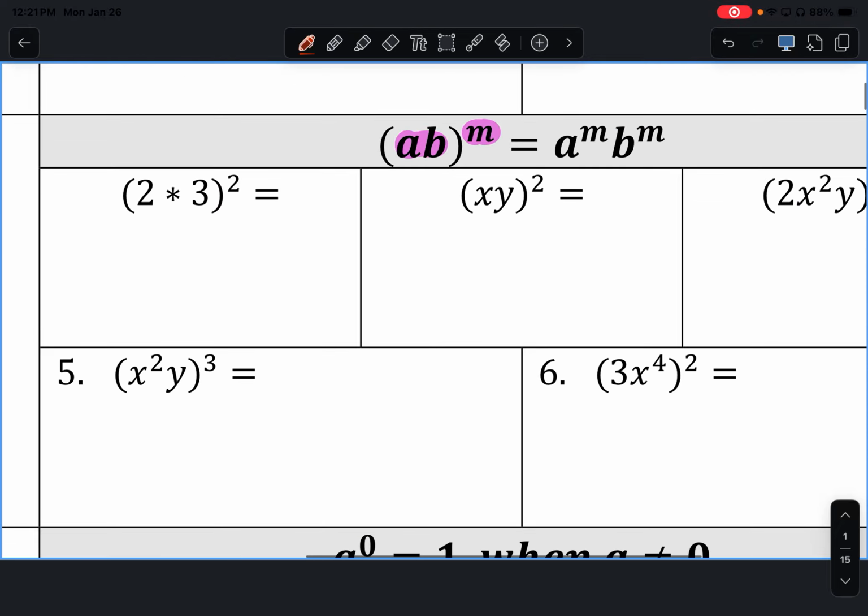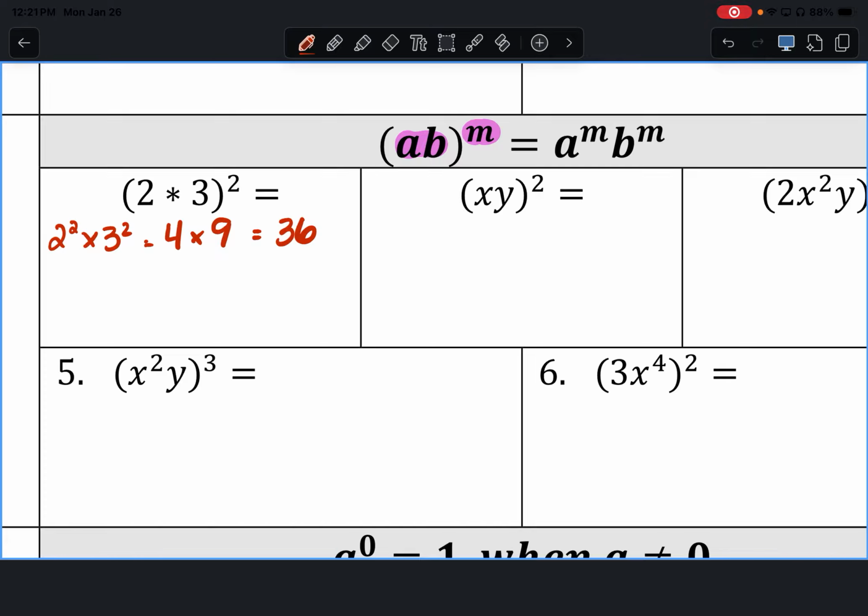Okay? So if we start with this first one here, we have 2 squared times 3 squared. What is 2 squared? 3 squared? 4 times 9. Which we could double check that. What is 2 times 3? 6 squared is? There we go.